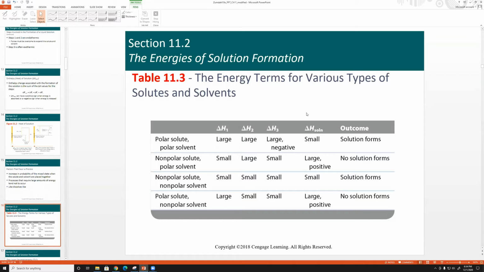It could be negative or a little bit positive, but usually it's negative. And your outcome is a solution. When you have non-polar and polar, you have no solution. Non-polar and non-polar, you have a solution, but there's less going on.